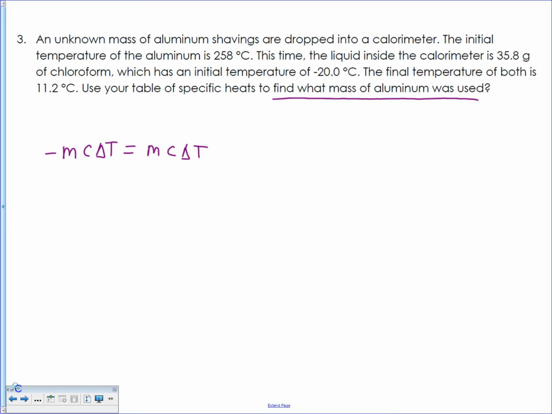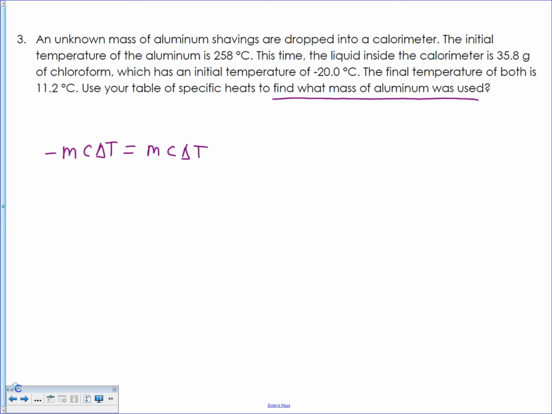Delta T for the aluminum is negative 247 equals. The mass of chloroform used is 35.8 grams. C for chloroform is 0.960. And then its change in temperature is 31.2 degrees Celsius. And so looking at that, again, we're just going to try and see how many sig figs here. It looks like everything has 3, so our answer will have 3.